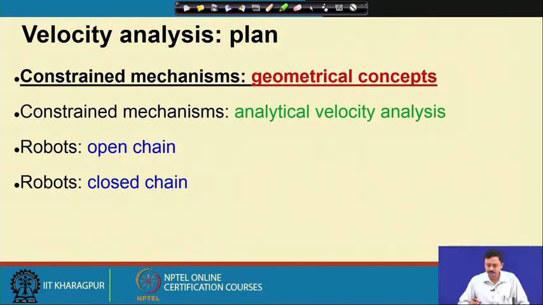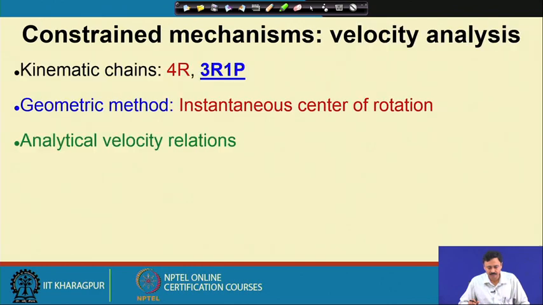We are going to continue our discussions on constraint mechanisms, velocity analysis through geometric concepts. Later on we will look at analytical velocity analysis and also for robots with open and closed chain configurations. In this lecture we are going to discuss the 3R1P chain using the geometric method of instantaneous center of rotation, and we are going to derive analytical relations for the velocity.